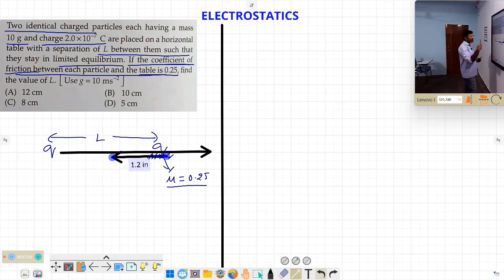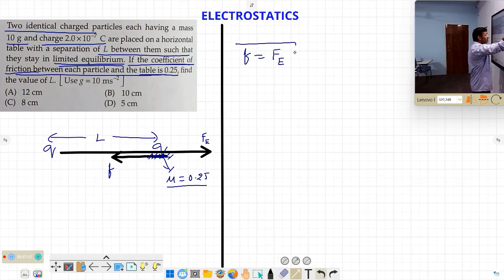The charge is experiencing a repelling force, that is the electrostatic force acting on the charge on this side. At the same time, the charge is on the surface, and between the surface there is an opposing force acting, called the frictional force. Now both are forces only, so both are equal. At that condition, it is in limited equilibrium. At the condition of equilibrium, the frictional force is balanced by the electrostatic force. This is the concept of this.